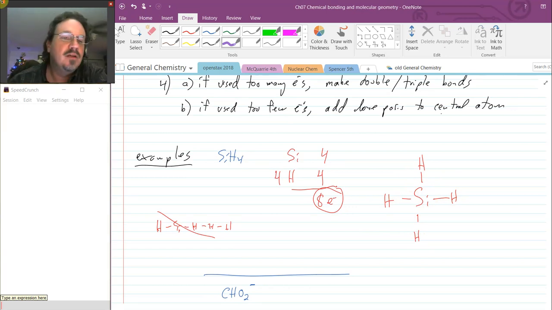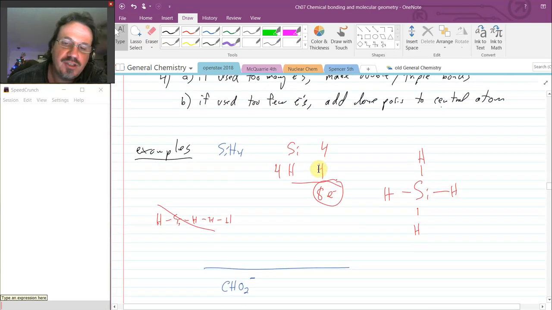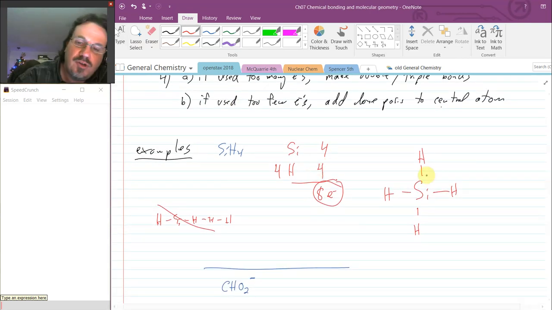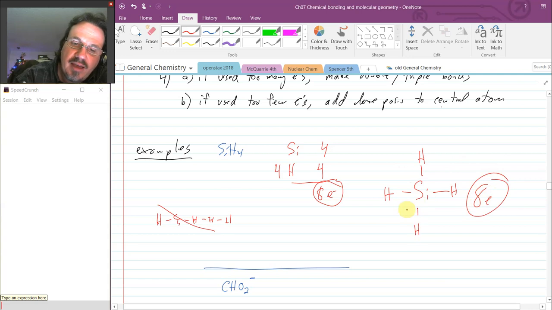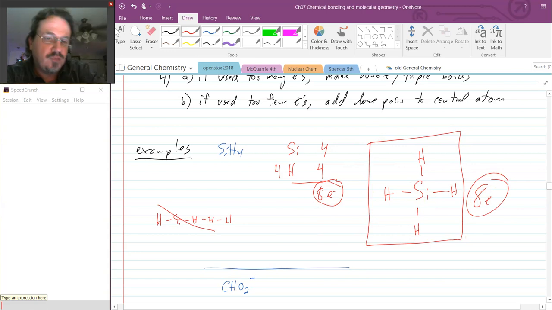We're good. Go back up here now. Step 4, see how many you've used. If you've used too many, double or triple bonds. If you've used too few, add the lone pairs. So we got to see how many we actually used when we made that molecule. Let's count how many I got. 2, 4, 6, 8. I've used 8 electrons to actually make that. Hey, I had 8 electrons available to me, so it sounds pretty good. There we go. There's the Lewis electron dot structure for SiH4.